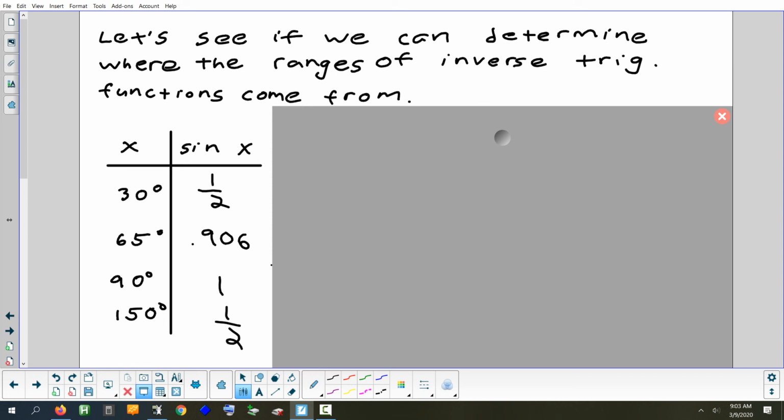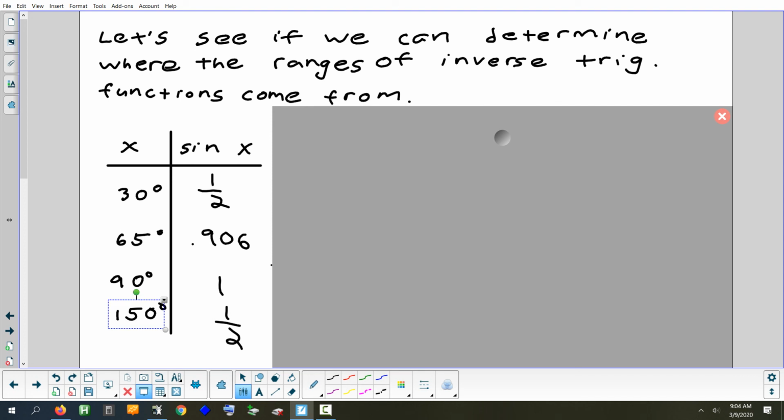Well, how did I get this number on the right? What did I do? Oh, Sarah? I did the sine. I took the sine of the number on the left, and I got the number on the right. Now I want to go back. So if I wanted to go back, Ariel, what would I have to do with this number to go back to this number?